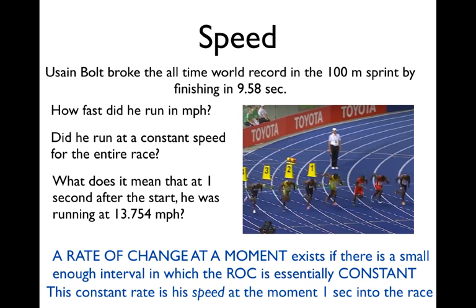And so that constant rate in that moment at 1 second is his speed at 1 second into the race. And we know we could calculate that speed. How could we? I've zoomed in at 1 second, and I see that it's essentially linear. So remember I had it like this. I zoomed in, and it was essentially linear around 1 second. So maybe this is 0.995 or something, and 1.005. So how would I calculate his speed at the moment 1 second?